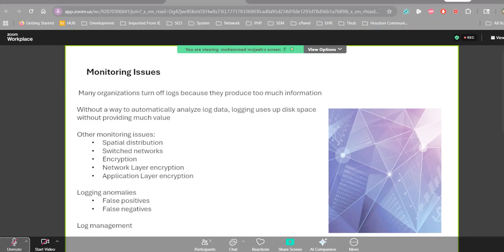Other monitoring issues are spatial distribution, switch networks, encryption, network layer encryption, application layer encryption. These are all about what kind of encryption methods you want to use. What do you call that? I'm forgetting that name now. What is it that you use for encryptions? Anybody? I'm forgetting the name.